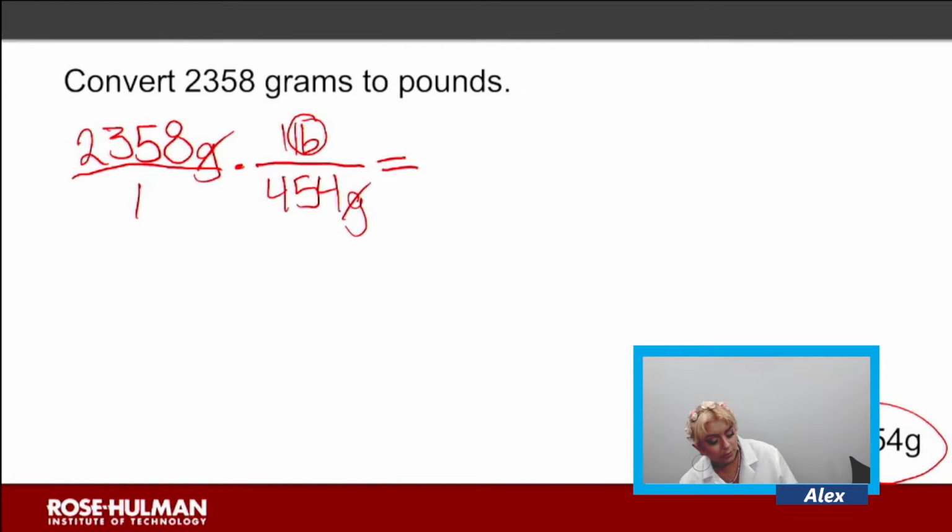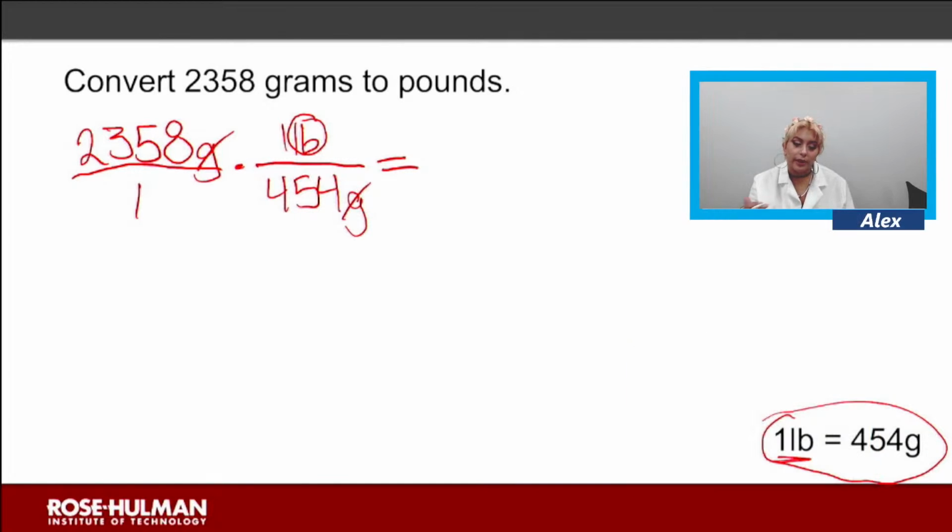Can you pull up the calculator really quickly to find what the answer should be? Just multiply everything that's in the numerator, divide everything that's in the denominator, and then what you get will be just one number. So here we don't have anything to multiply in the numerator, so we're just going to divide by 454. And that gives us about 4.19 pounds.